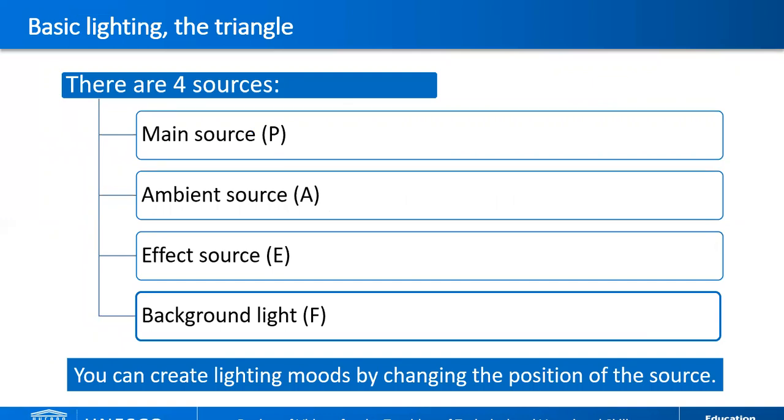Basic lighting, the triangle. There are 4 sources of light: the main source, the ambient source, the effect source, and the background light. You can create lighting moods by changing the position of the source.